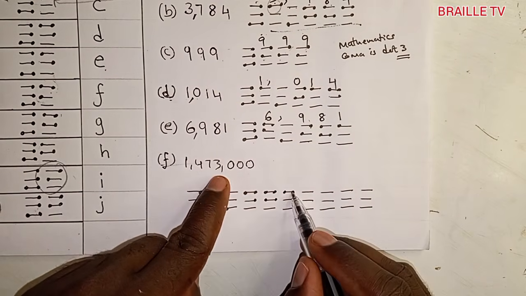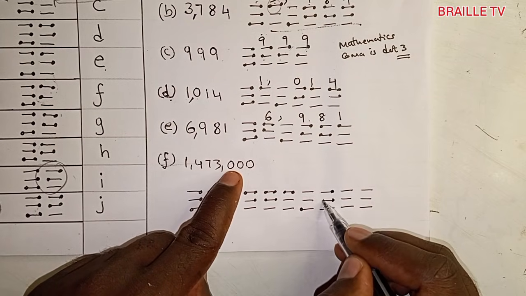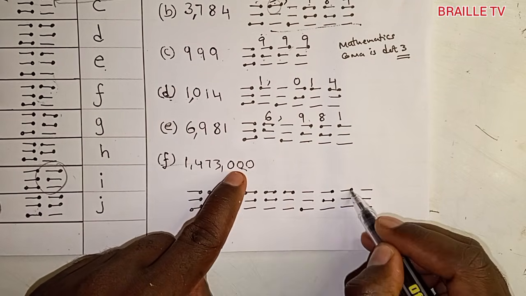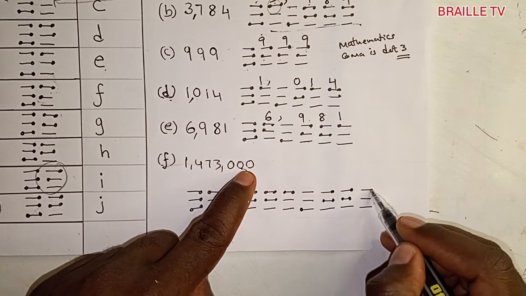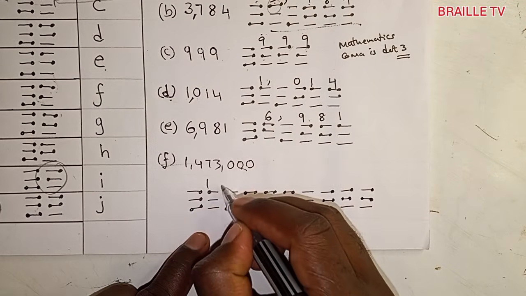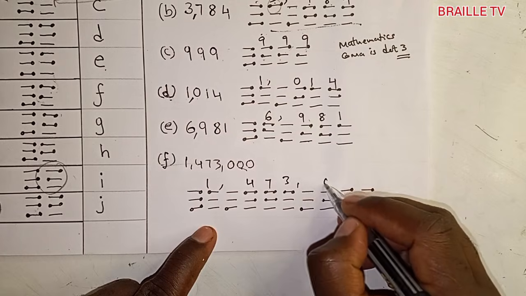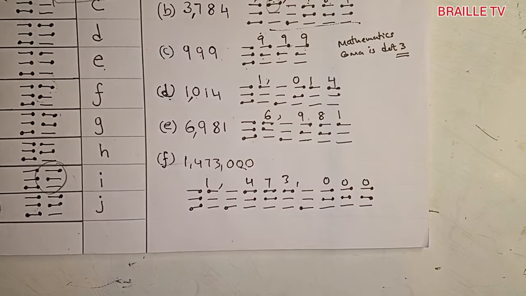Ni 3 ndio hii 3. Comma, naweka hapo comma. 0, naweka hapa 0. And then 0 ingine ndio hii, naweka hapa. And then 0 ya mwisho ndio hiyo, naweka hapa. Now, are you getting? So itakuwa ni 1, 4, 7, 3, 0, 0, 0. As simple as that. So that is all about whole numbers, 0 up to 9.